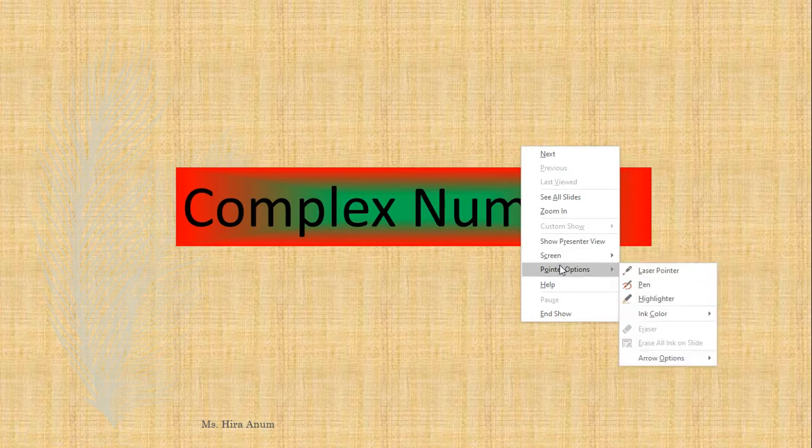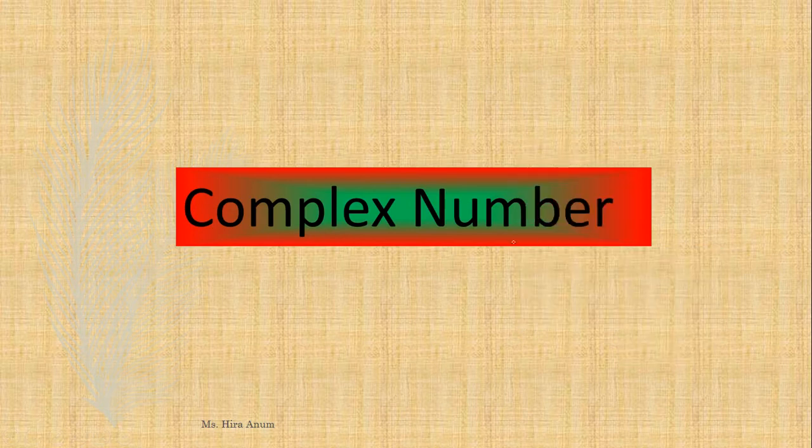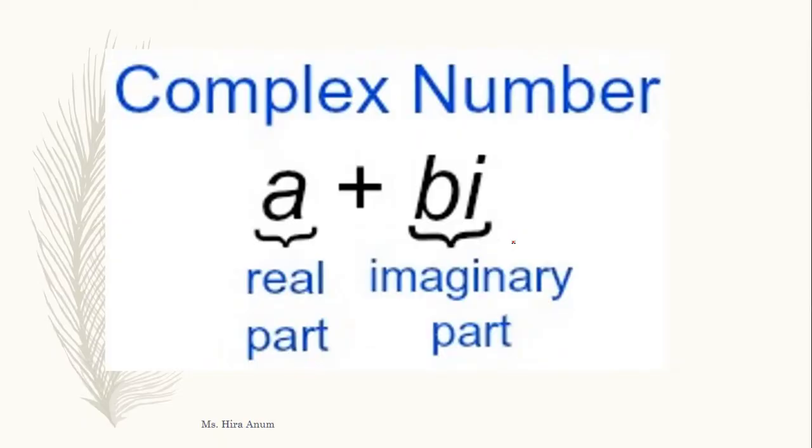Today our topic is complex numbers. In the previous lecture we also discussed complex numbers. In a complex number, a is the real part and bi is the imaginary part. If a becomes 0, it is still a complex number, but if the imaginary part becomes 0, then it is only a real part.